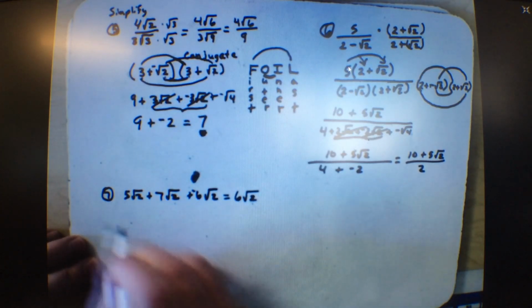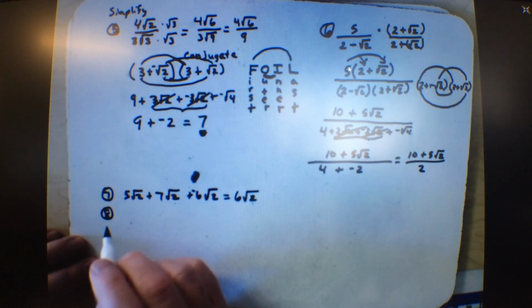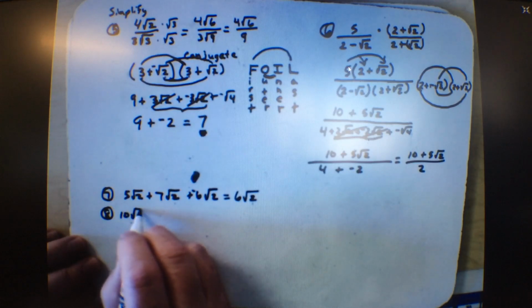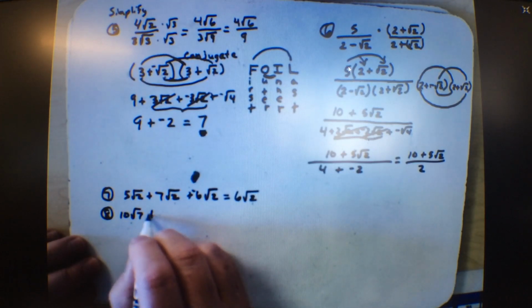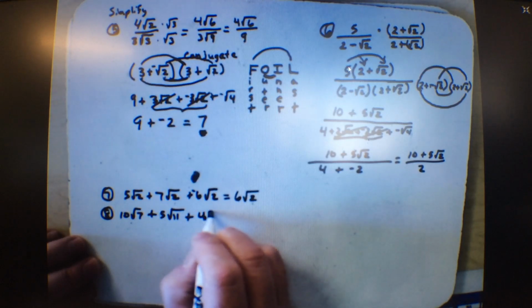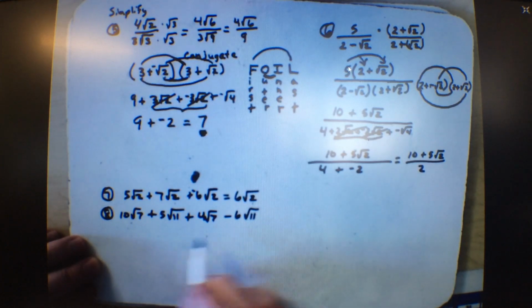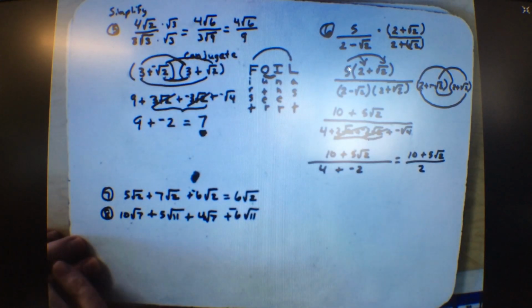Okay? That was a lot easier than that. Oh yeah, this is a lot easier, right? So if I have 10 square root of 7 plus 5 square root of 11 plus 4 square root of 7 minus 6 square root of 11. Okay, I change them all to positive.